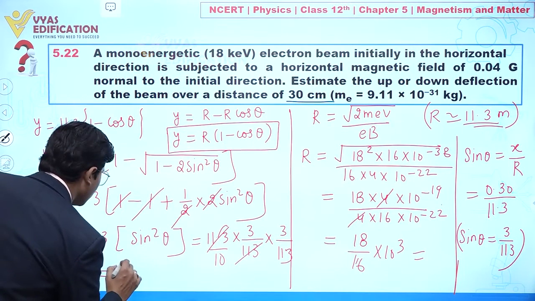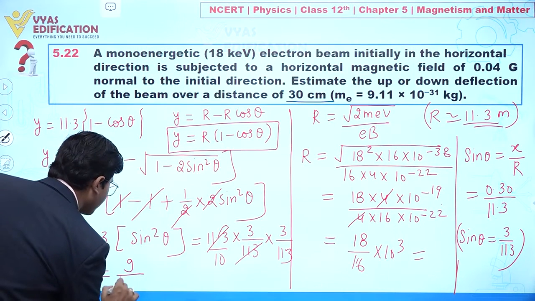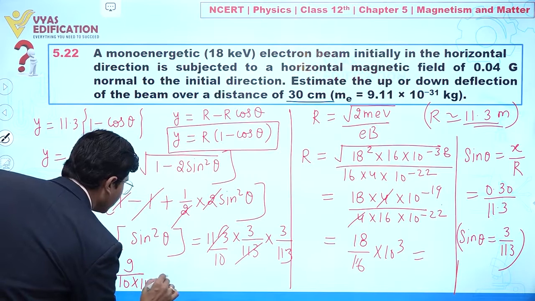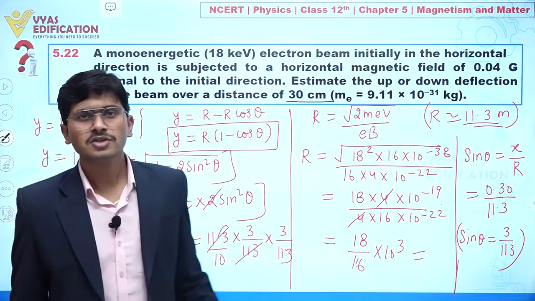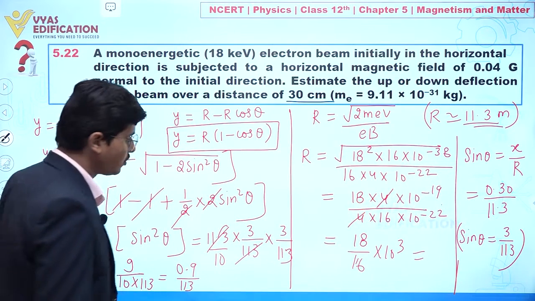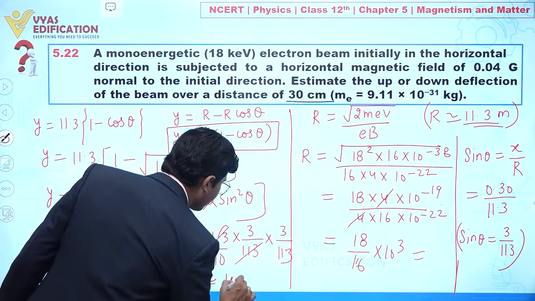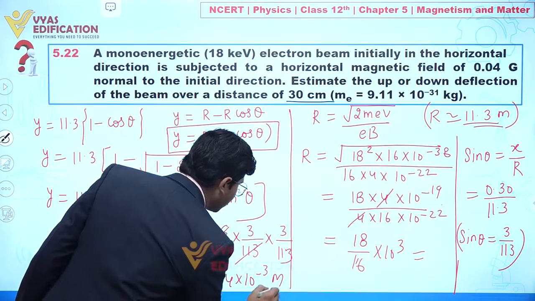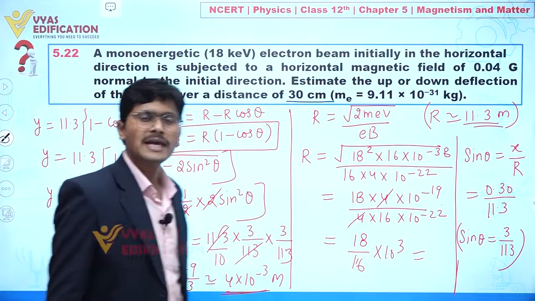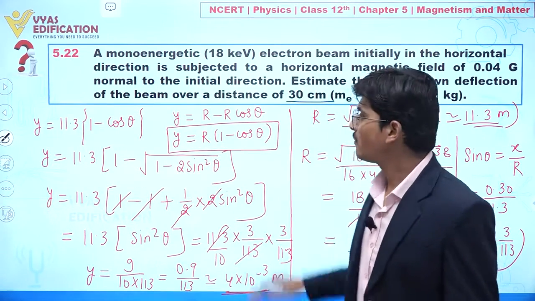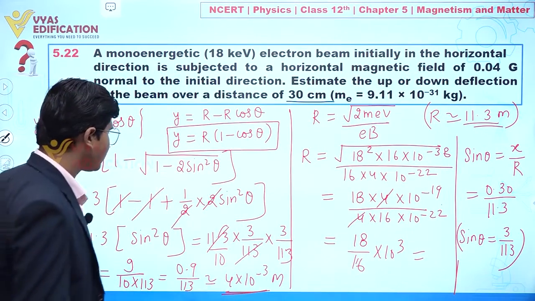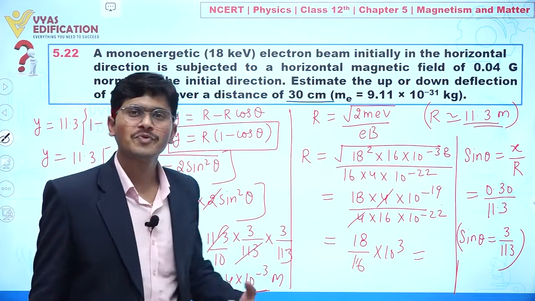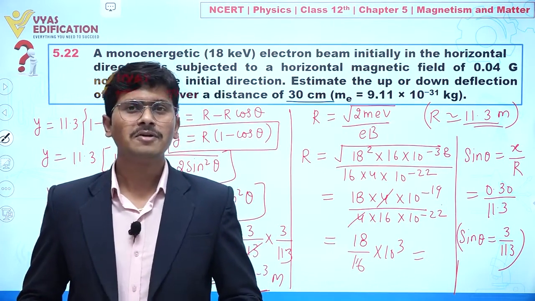This is equal to 9 divided by 10 into 113. So, from here you can say 0.9 divided by 113. Clear? So, if you solve it, you will find this is equal to approximately 4 into 10 to the power minus 3 meter. Clear? So, like this we can calculate the deflection in an up or down direction, and this will come out to be near about 4 mm. Clear? So, this is all about this question.